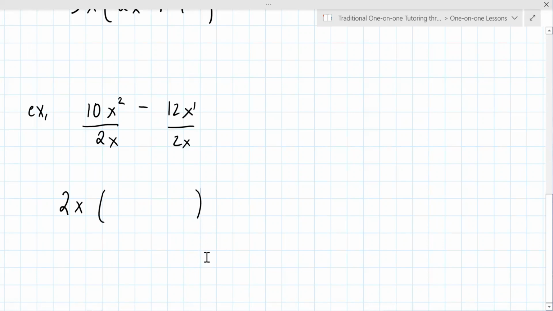It's 5x and 10x. Wait, no, not 10x. Sorry, 6x. 12 divided by 2 is definitely 6, but the x's cancel. Oh yeah, you're right. So it just becomes 5x minus 6. Okay. Let's try one more here.